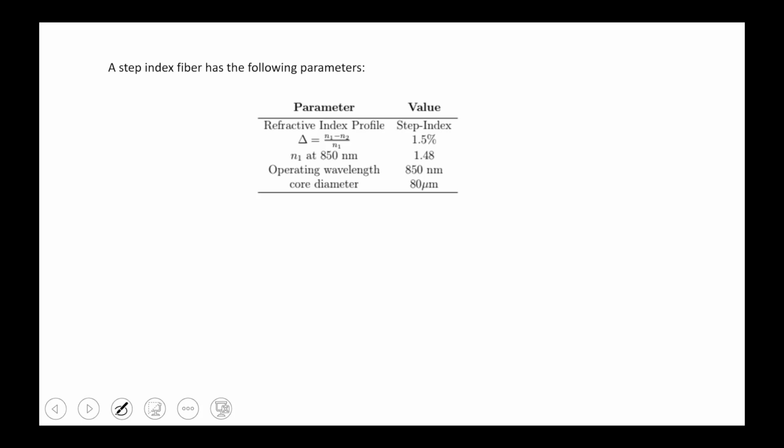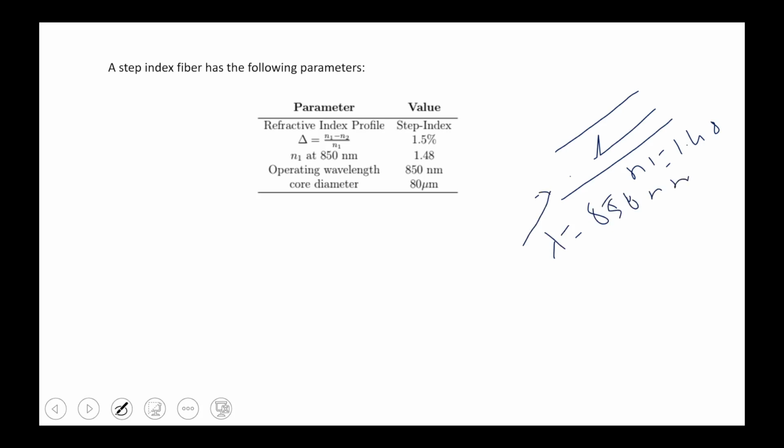So I have three questions for you. A step index fiber has the following parameters. We have the step index fiber, and this has n1 equal to 1.48. The laser light wavelength is 850 nanometers. Delta is the refractive index profile, which I forget, so it will be around 1.5%. The diameter of the fiber core, this is the core and this is the cladding, is d equal to 80 micrometers.